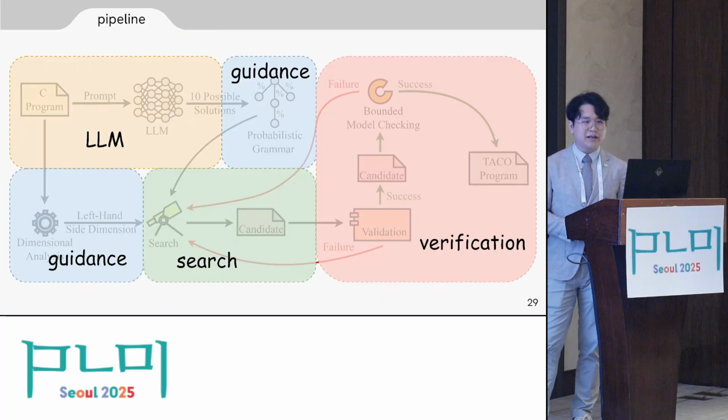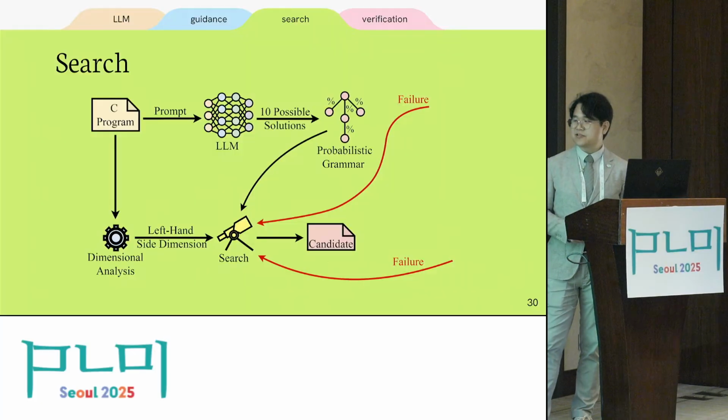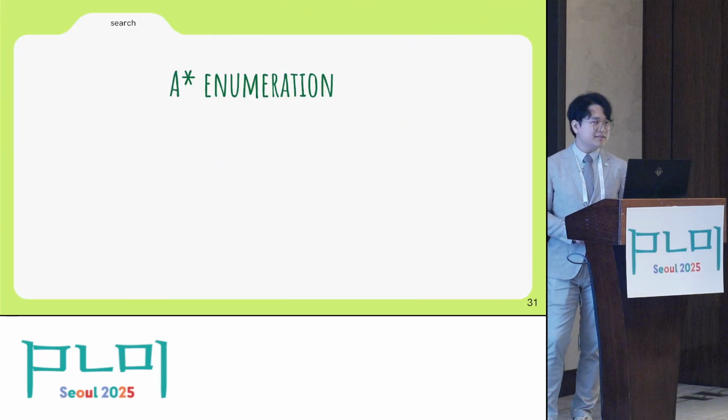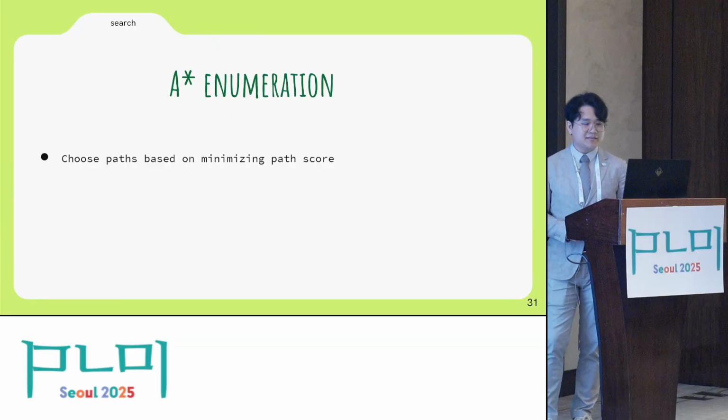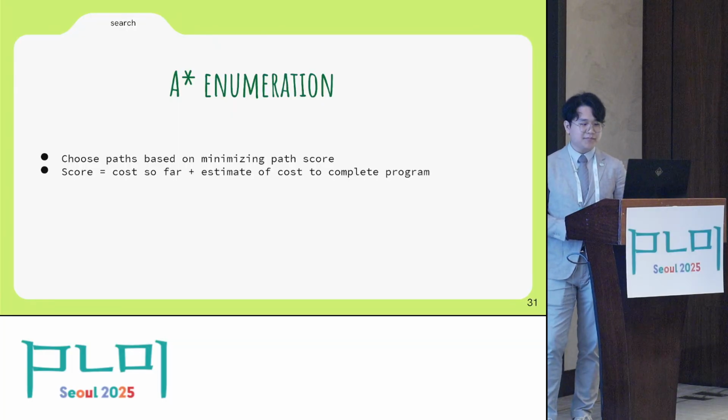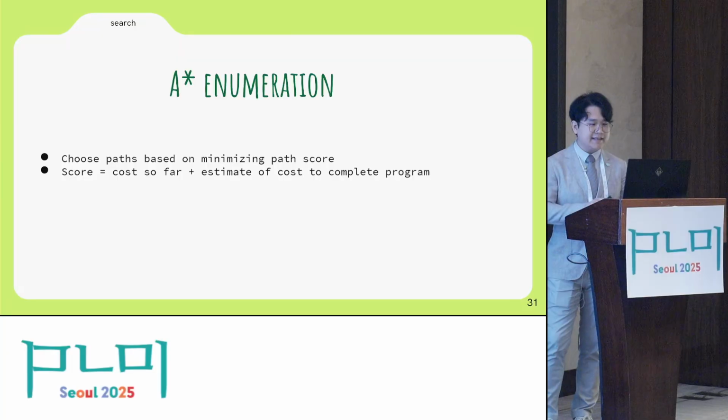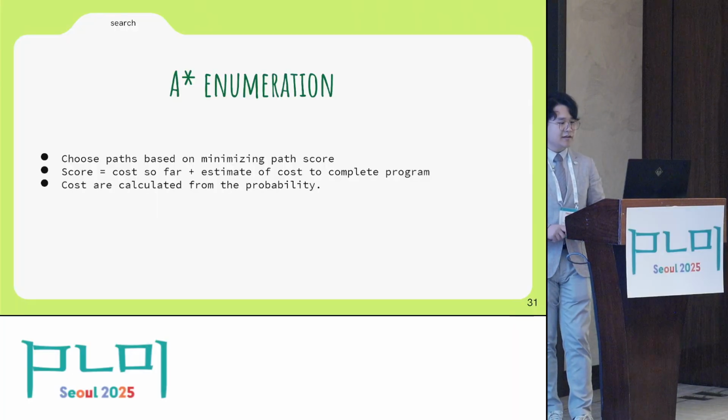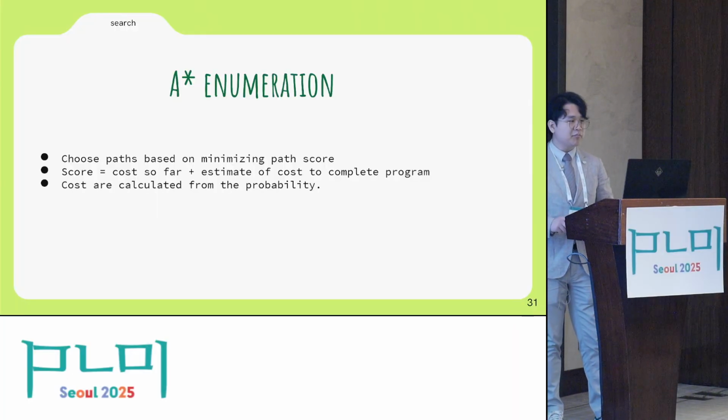Okay, now we have finished the guidance part. Let's go to our search part. If we add the search engine here, we can finally have a pipeline that looks something like this. We can get a candidate. In our search engine, we're using A* enumeration. It chooses paths based on minimizing path score. And the score is the cost so far, plus the estimate of cost to complete the program. And the costs are calculated from the probability.